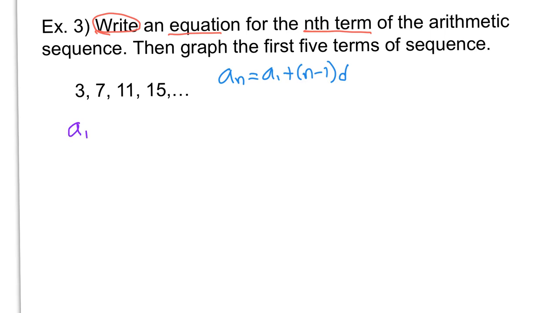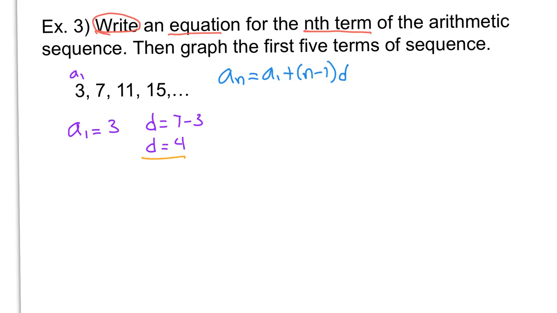a sub 1 equals 3. So there's my a sub 1 here. My common difference is going to be my second term minus the first one, and that's how you find d. So d equals 4, or sometimes you can just look at the pattern and find that number. We are adding 4 every time, and you can check: 3 plus 4 is 7, plus 4 is 11, plus 4 is 15.